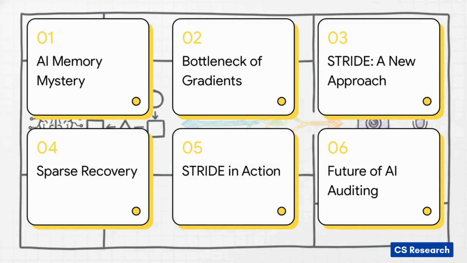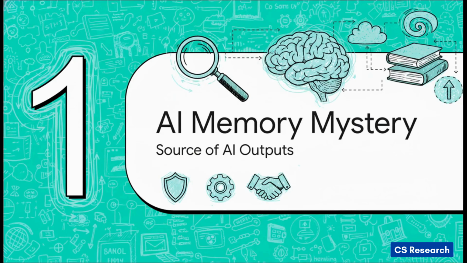Here's our quick roadmap for how we're going to solve this tech mystery together. First, we'll outline the AI memory mystery. Then, we'll look at the bottleneck with current methods. After that, we introduce the new approach, Stride. We'll peek under the hood at how sparse recovery actually works, look at some really compelling visual proof of it in action, and finally, wrap up with what this all means for the future of AI auditing. Let's get into it.